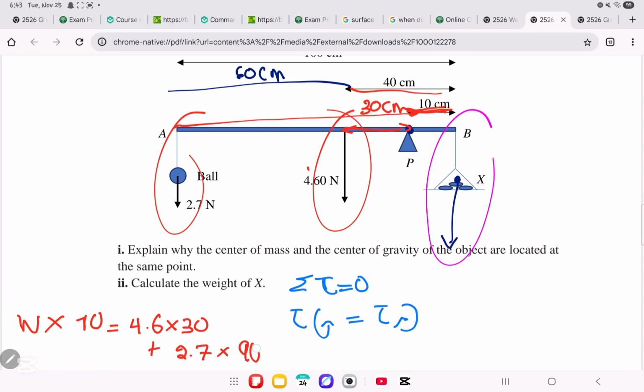Which is 90 centimeters. So 60 plus 30, it's how much? It's 90 centimeters. Now, because we're making them equal, we do not need to change their units into scientific units. You can just multiply. So you will get 10W is equal to 4.6 times 30 plus 2.7 times 90, which is 381. So you will get the weight to be 38.1 newtons. That's it for question number 11.